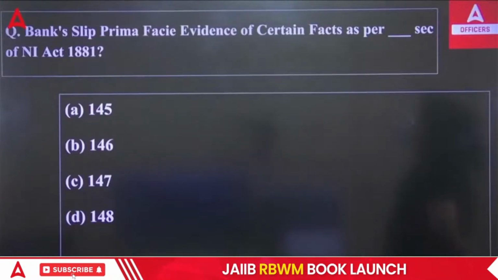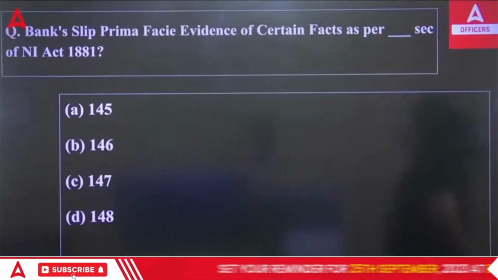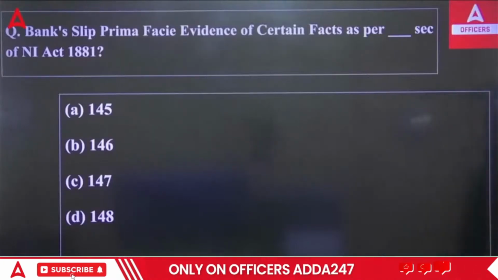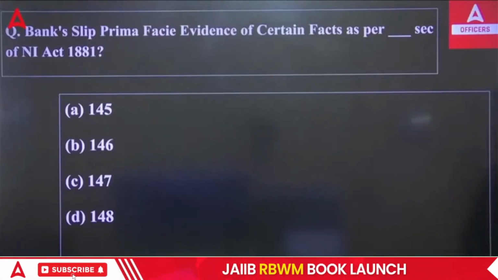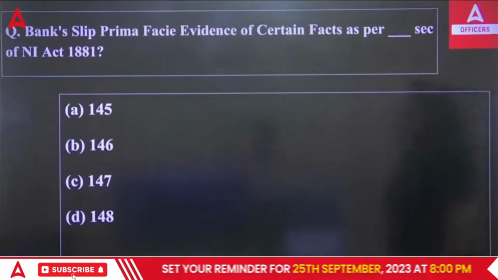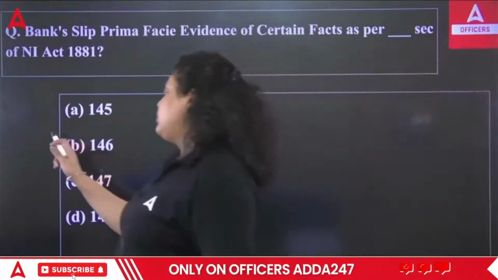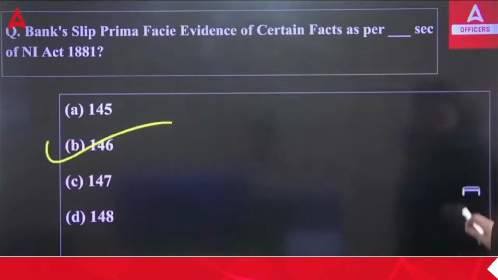The court shall, on production of the bank slip or memo with the official mark denoting that the check has been dishonored, presume the fact of dishonor of such check unless it is disproved. So that means the bank slip is prima facie evidence of certain facts, and it is defined under Section 146 of the Negotiable Instrument Act 1881. So the right answer will be option B.